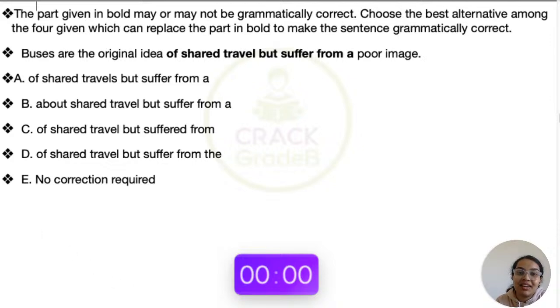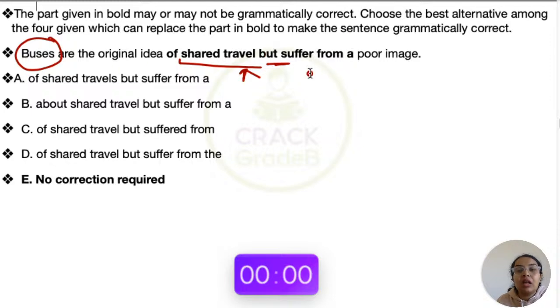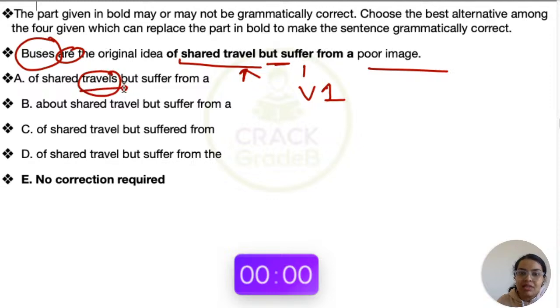हाँ, इसके आंसर पर आते हैं. So, buses are the original idea of shared travel, but buses है ना, that's your subject. But के बाद you are repeating the verb for this one. So verb in its first form. This first part is also in present tense, but suffer from a poor image. Idea of shared travels makes no sense.